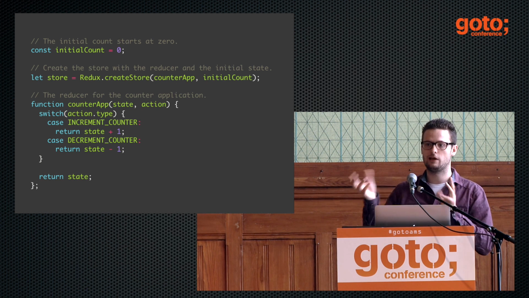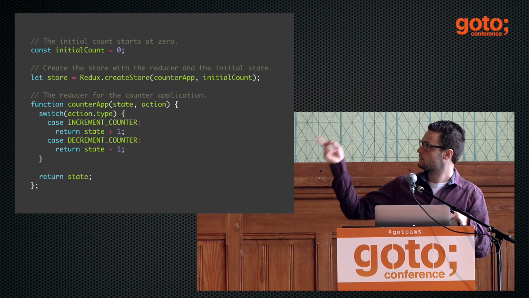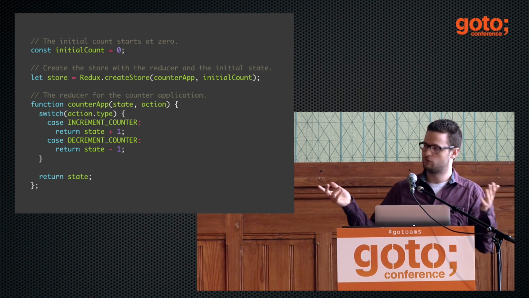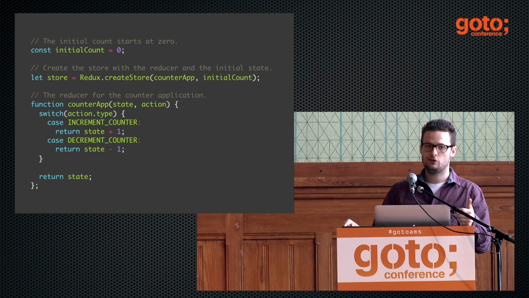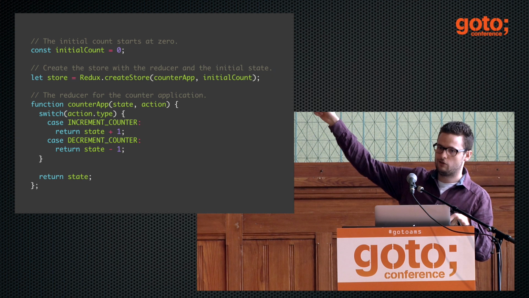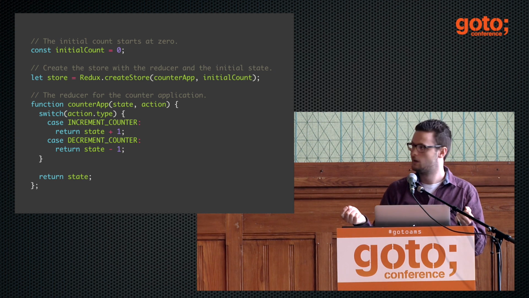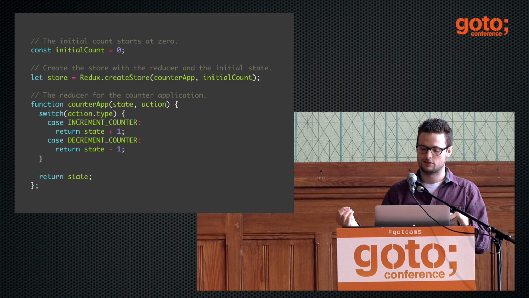So now that we have defined our actions, we can take the next step and see how we can create a store. So what we do first is we set the initial count to 0. The counter starts counting at 0. And then we do a little bit of Redux magic. We say Redux create store. And as a second argument, it takes our initial count. And as a first argument, it takes this counter app function. So what is this counter app function? Well, that's called a reducer.